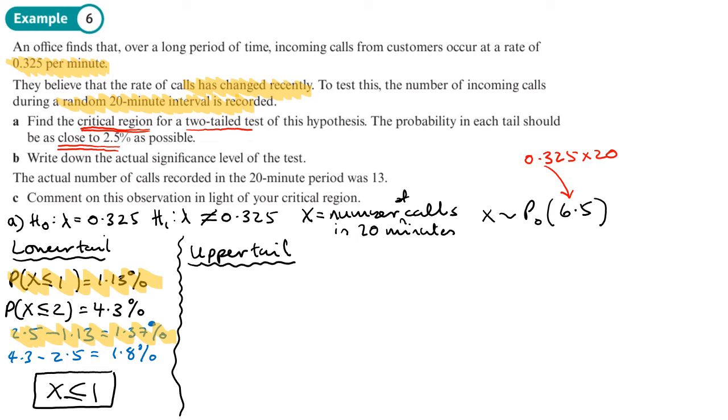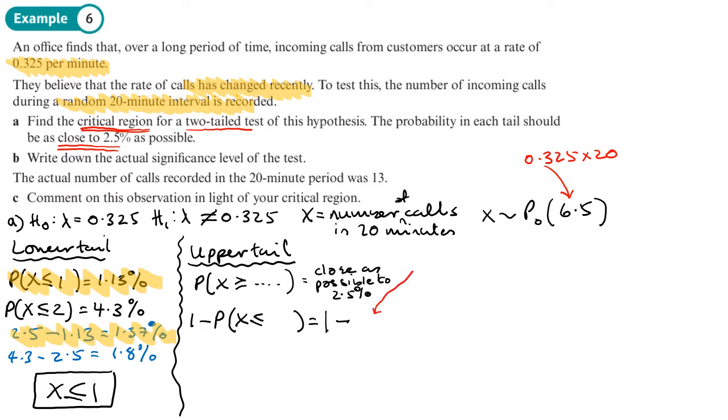The upper tail one's always a little bit more tricky to work out. So I'm trying to find a value that's greater than or equal to something where it can be as close as possible to 2.5%. Now, the way that we work out these greater than ones is we work out the probability of x that is less than. Now what does that mean? I'm going to be doing 1 minus something, and I want the number that I put here to be as close as possible to 97.5%, because 100% minus 97.5% is 2.5%.